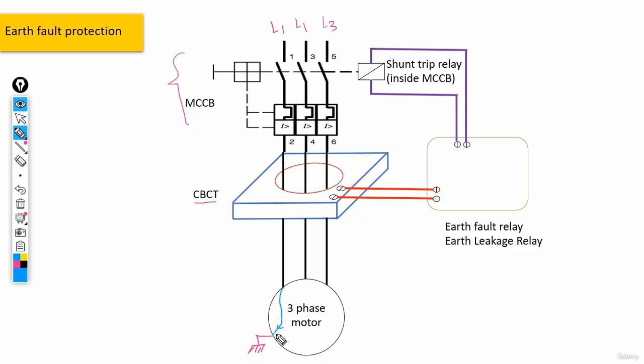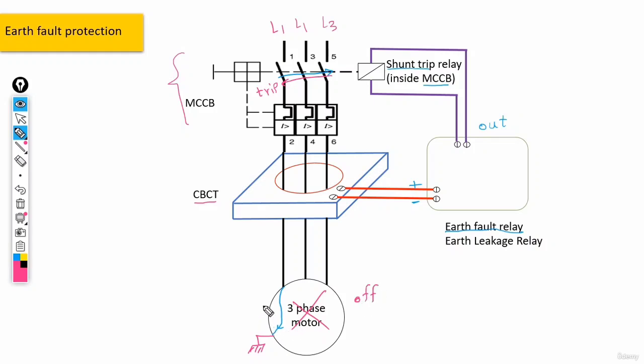Now, because of this current leakage, we would get a signal on both sides of our CBCT transformer. Now, the CBCT transformer would be connected to this relay called earth fault relay. And now, through the outgoing current of this earth fault relay, the shunt trip set inside our MCCB breaker would be activated. In other words, the breaker that was on so far would immediately be set on trip. And as a result of this, the electrical current would be cut off and our three-phase motor would stop working. It would be turned off.